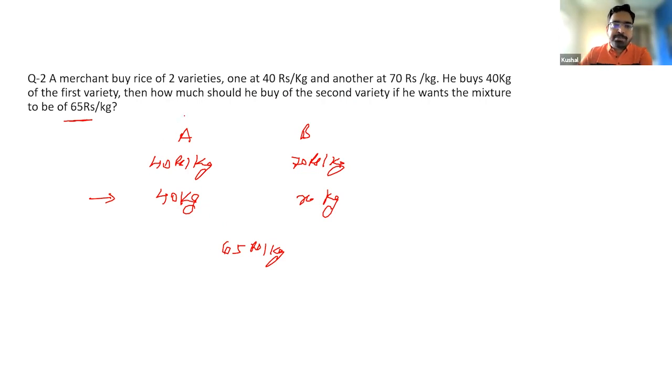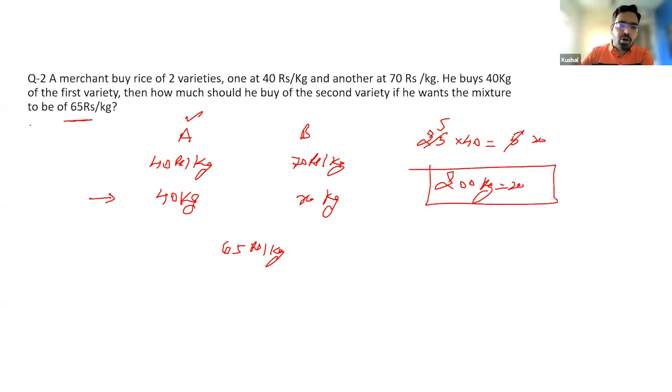So I'm going to say that, look, A will create a deficit as it is less than my average. So it will be a deficit of 25 rupees per kg. And I've taken 40 kgs of this. So multiplied by 40 must be equal to what? 70 will create a surplus because it is more than my average. It will create a surplus of 5 rupees on every kg. And how many such kgs have I taken? I've taken X kgs of this. So this is 5 and this is going to be 200 kgs of the second variety that must be taken in order to get this mixture at 65 rupees per kg.